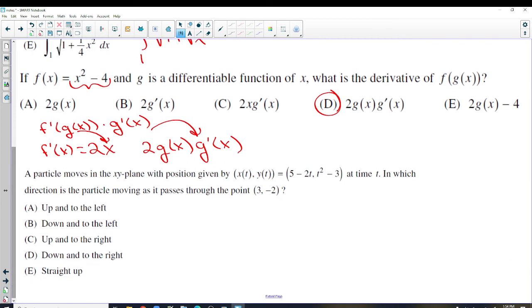We haven't seen vectors for a while now. A particle moves in the xy plane with position given by. So they give us the position vector at time t. In which direction is the particle moving as it passes through the point (3, -2)? So we want velocity, which is equal to the vector (-2, 2t). And that velocity vector is going to tell us which direction it's going. But what's t? They don't give us t.